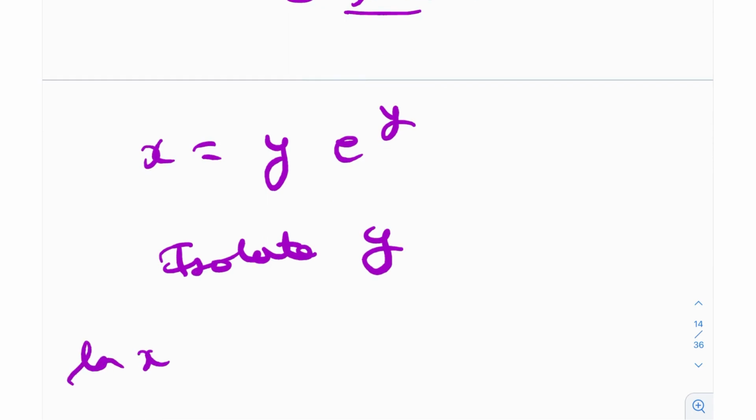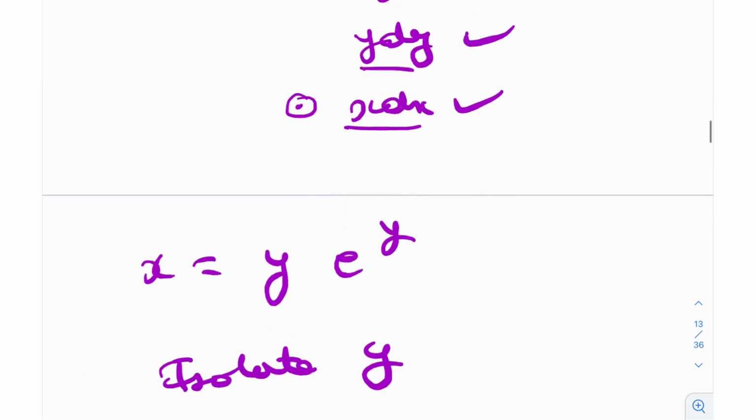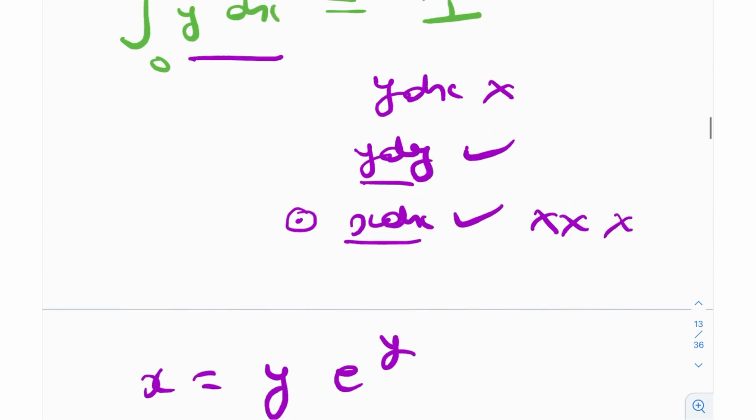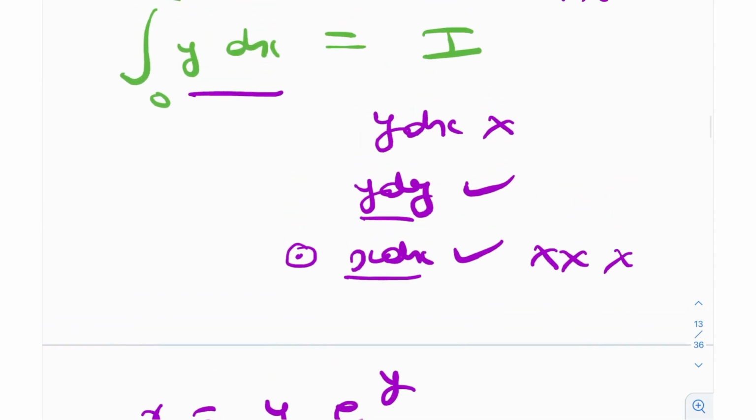You want to take log, you can take log: ln y plus y. What next? There's nothing you can do. So forming this x dx is not an option. Can I form y dy? And it so turns out that I can.